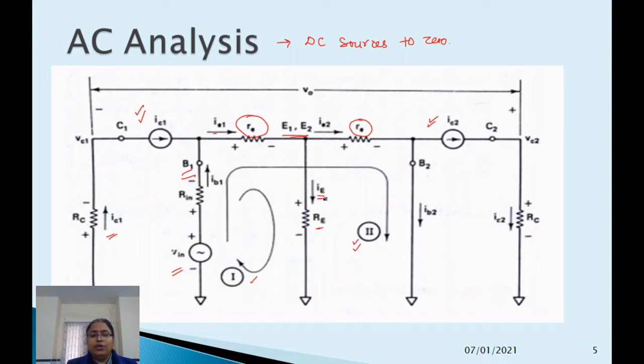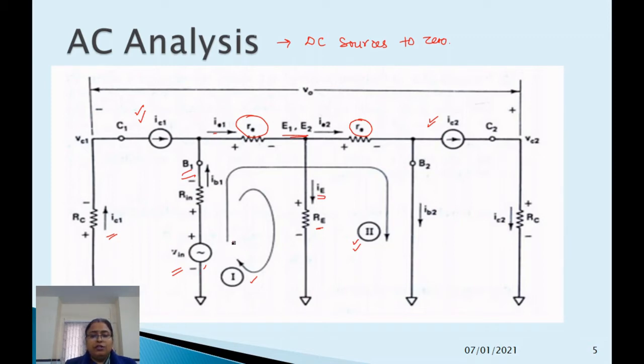IE. Now this is not IE1 or IE2. This is single IE, which is the resultant of IE1 and IE2. So basically, as you can see, IE is equal to IE1 minus IE2, right? So that is equal to 0. Again I am repeating, for loop 1, the KVL equation is Vin1 minus Rin IB1 minus RE into IE1 minus RE into IE equal to 0.